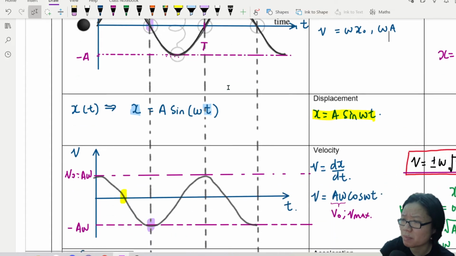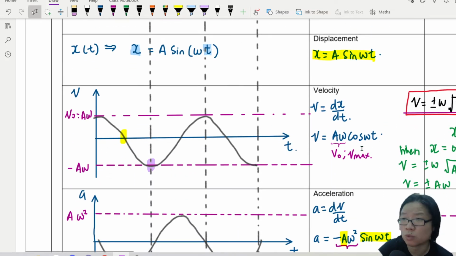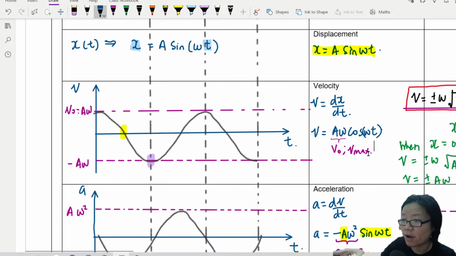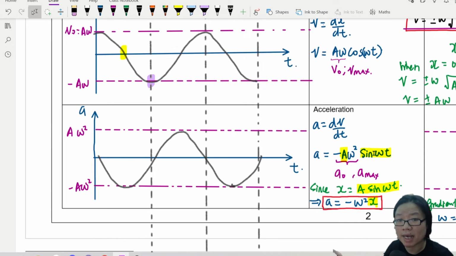But teacher, why do we multiply by omega again? Because we differentiate. When we differentiate the function, the omega t inside, we throw out the omega. So we multiply by omega. And then for acceleration, we multiply by omega 2 times because we differentiate 2 times.